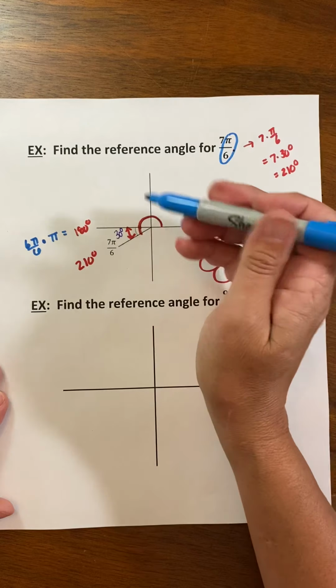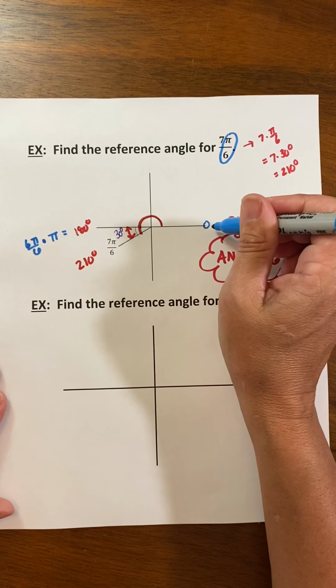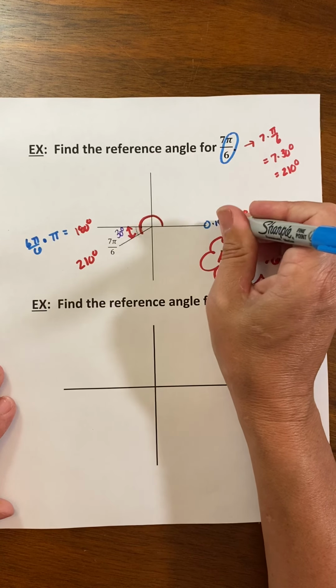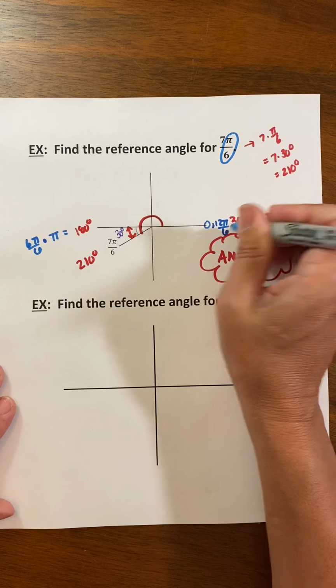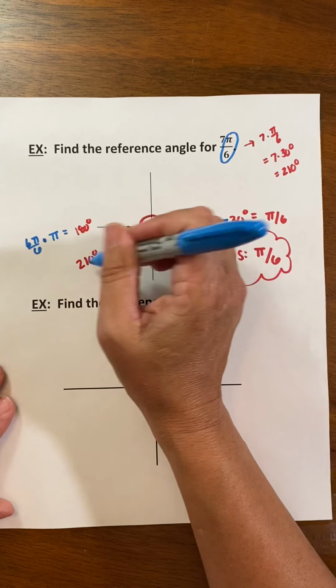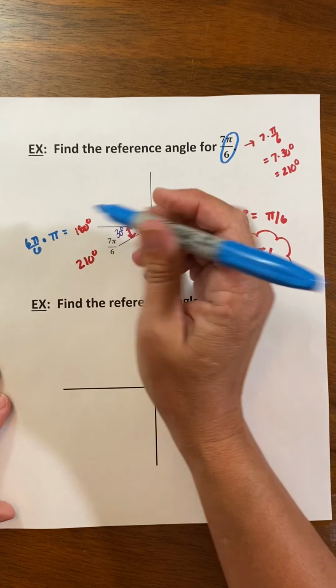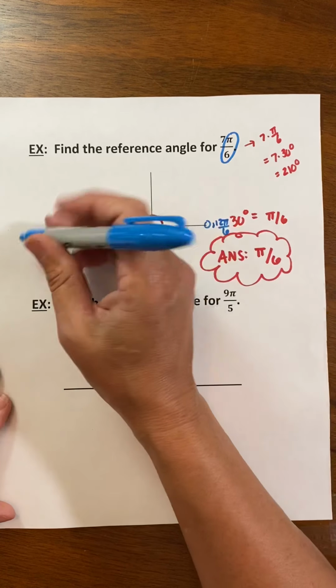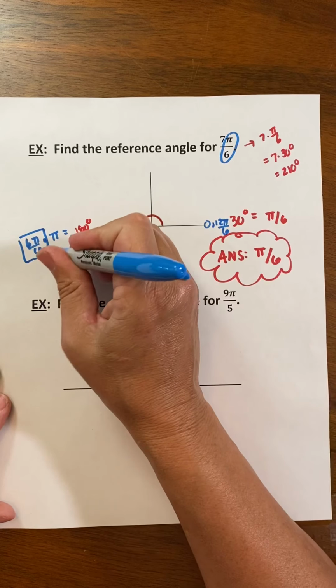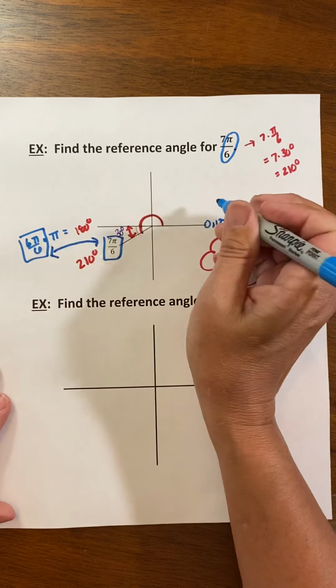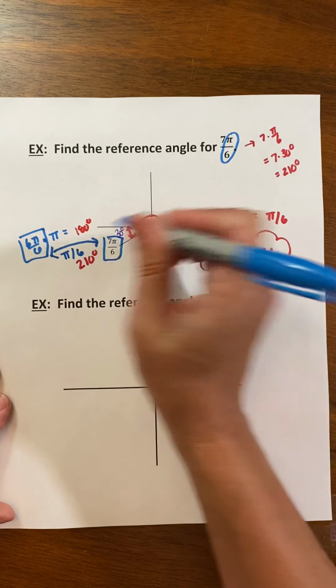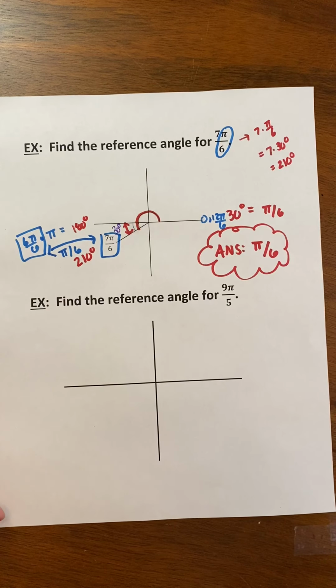So the x-axis is either 0 pi over 6. It's also 12 pi over 6. That would be 2 pi, but we're not way over there. This is the area that we're focusing on. So if pi is 6 pi over 6, our angle of interest is 7 pi over 6. Well, to get from 6 pi over 6 to 7 pi over 6, that's just one more pi over 6. So that was our answer.